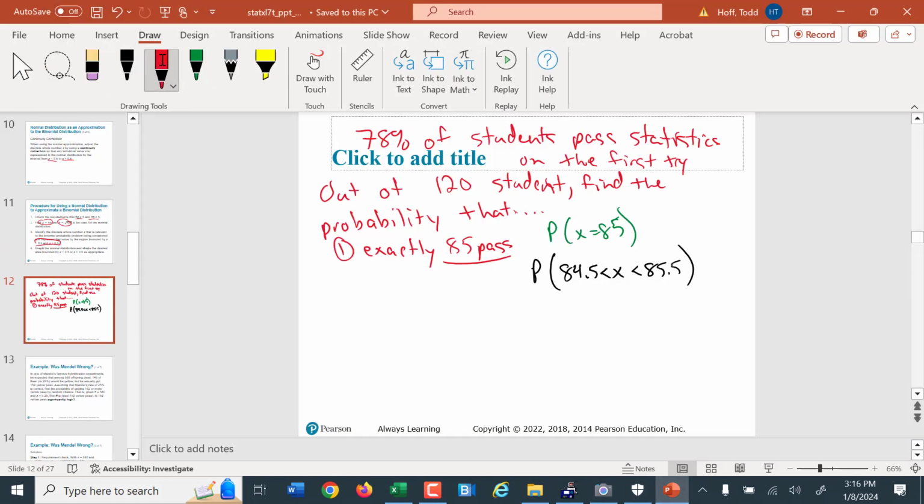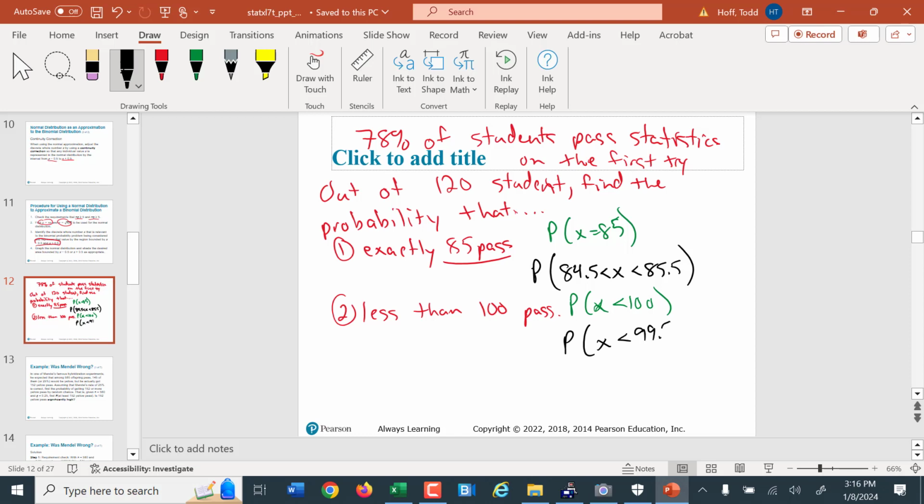What if I ask less than 100 pass? So for the binomial, this is just probability of x less than 100. Notice it's not less than or equal to, because I didn't say no more than 100 pass. I said less than 100 pass. So when we convert this over to normal for a continuity correction, we've got to make sure we don't include 100. So we're actually less than 99.5 for the normal approximation.